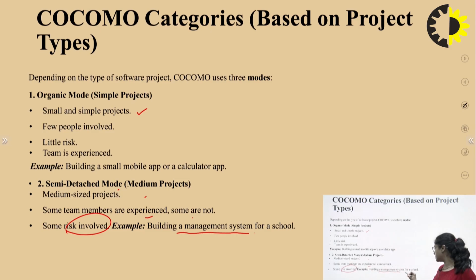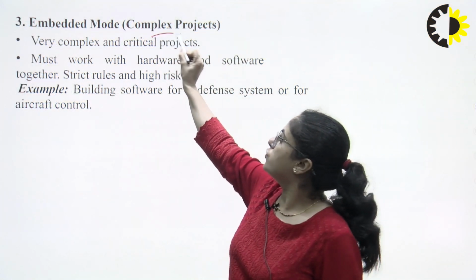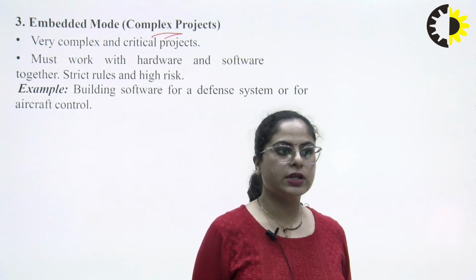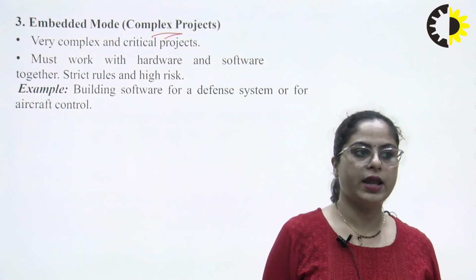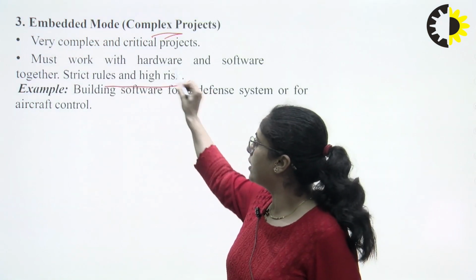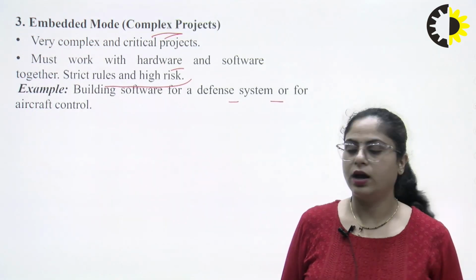An example is building and managing a system for a school. Third is the embedded mode. Embedded mode is used for complex projects. These are very complex and critical projects that must work with hardware and software together. Strict rules and high risk are involved here. An example is building software for defense systems for aircraft control.